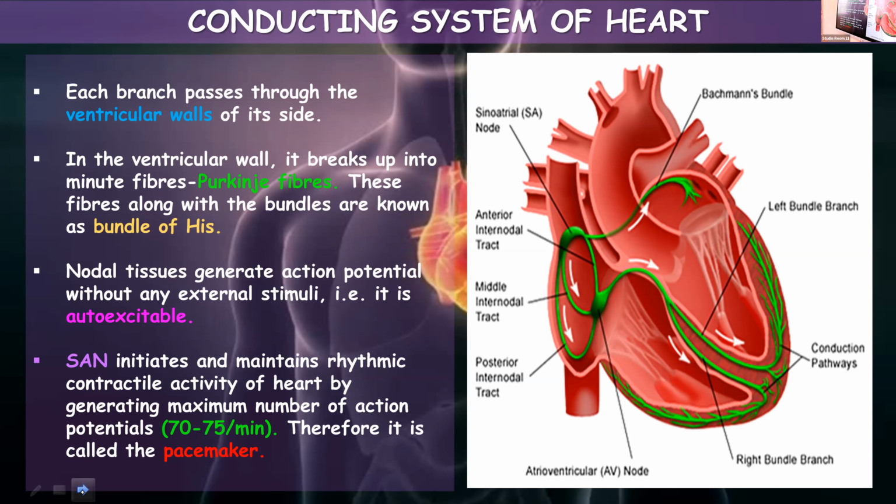Per minute, your heart beats 70 to 75 times. That is the number of action potentials. So it will generate the maximum number of action potentials, approximately 70 to 75. And we call it the pacemaker. So SAN is a pacemaker. The reason is that it initiates and helps in maintaining the rhythmic contraction and relaxation of the heart by generating the maximum number of action potentials. So it is our natural pacemaker. We all have this natural pacemaker, which generates these impulses, enabling our heart to function smoothly.